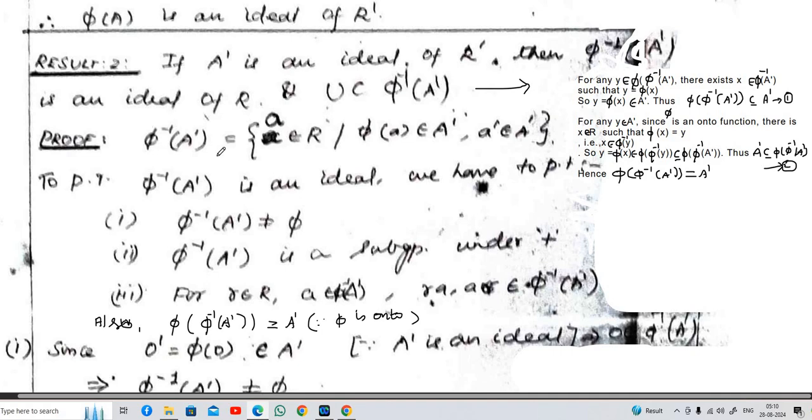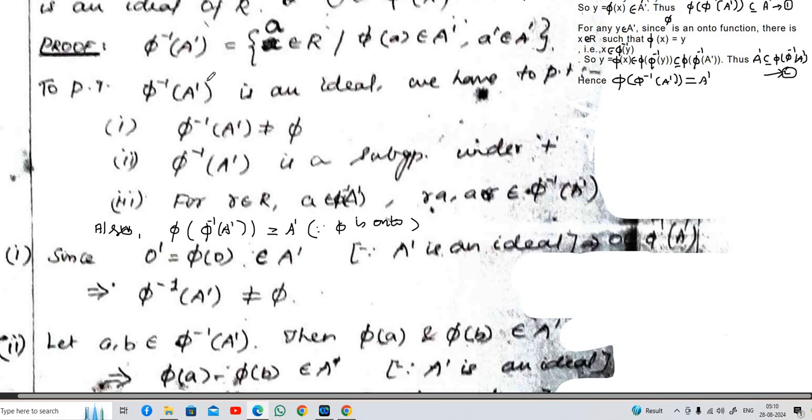One is this, phi inverse of A prime is an ideal of R, and U is contained in phi inverse of A prime. And along with that, we are going to establish this result, that is phi of phi inverse of A prime is A prime. So first we'll prove that this is an ideal and then come to this.